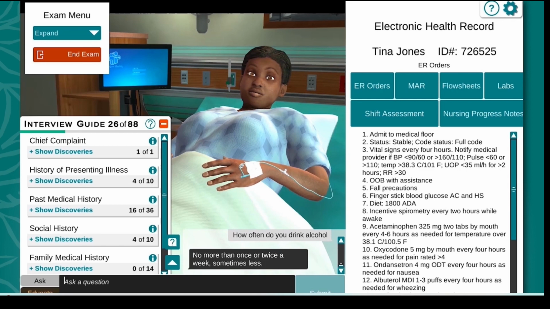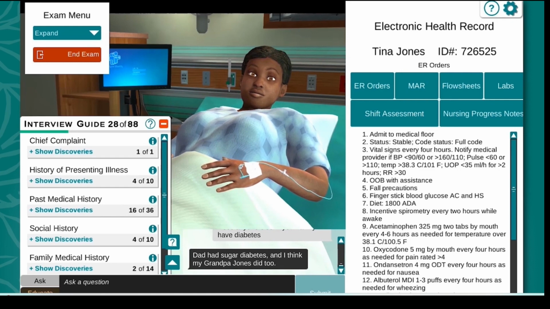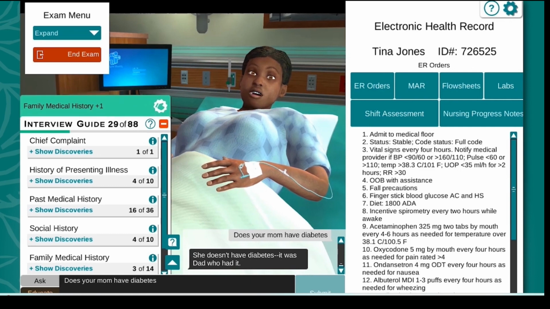Let's ask her about diabetes since we already know she has that. Does anyone else in your family have diabetes? Dad has sugar diabetes, and I think my Grandpa Jones did too. Okay, so we can note that both Tina's father and paternal grandfather have diabetes. Let's ask about her mom. Does your mom have diabetes? She doesn't have diabetes. It was Dad who had it.